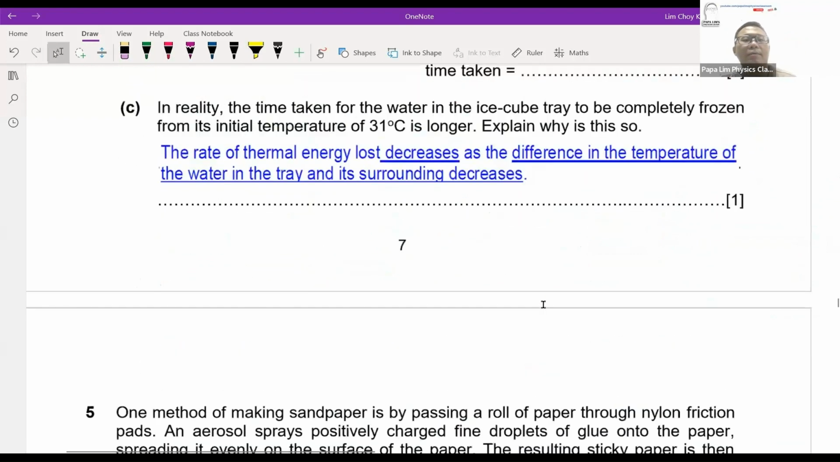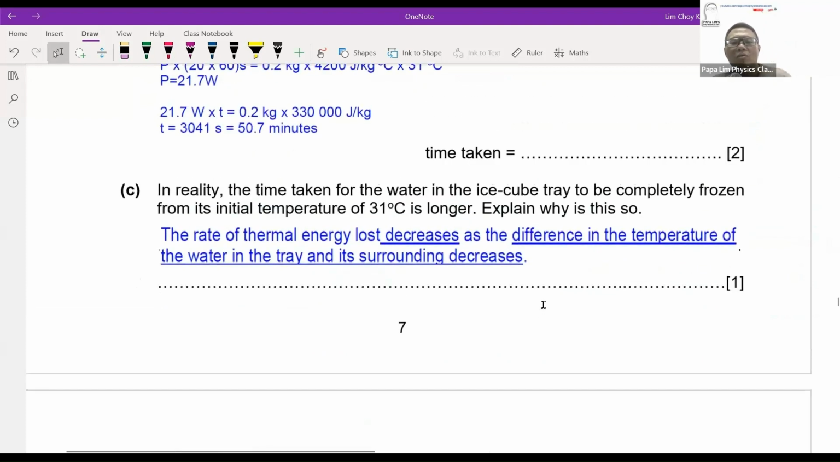Now for part C, you will find in reality it takes a longer time to freeze. The time taken to freeze is longer, definitely. Why? It's partly because of the assumption that we make in calculations A and B: we have not factored in the energy loss to the environment. So other than the ice cube losing energy to freeze, in real life energy will also be lost from the tray to the environment itself.